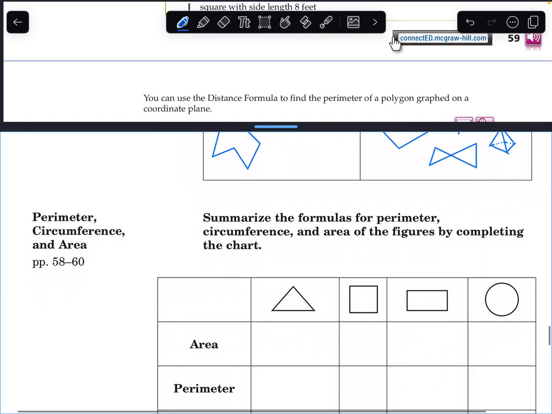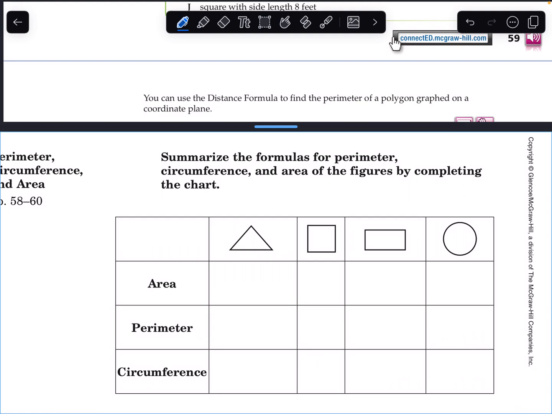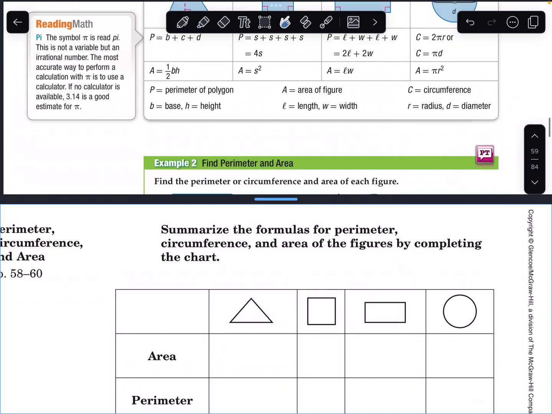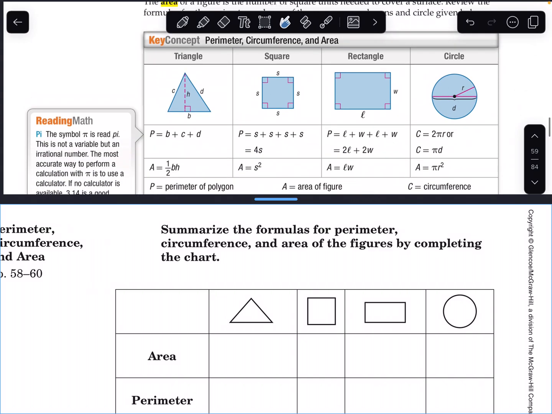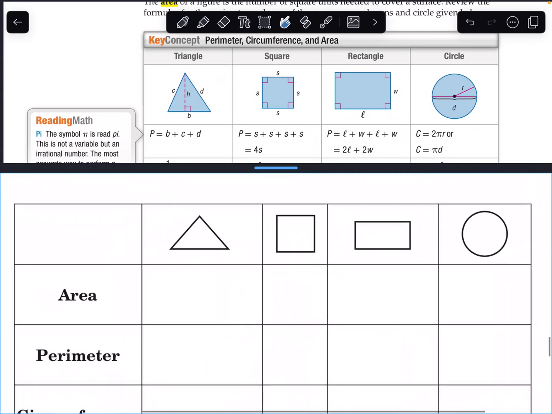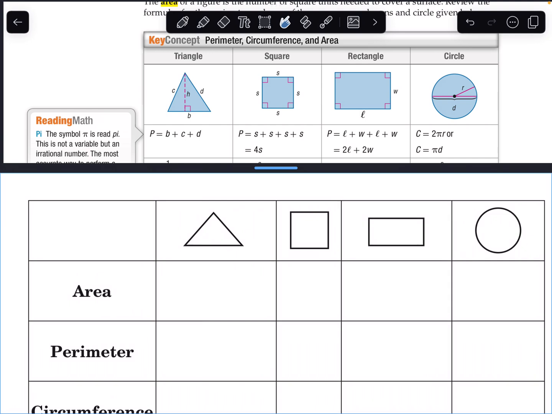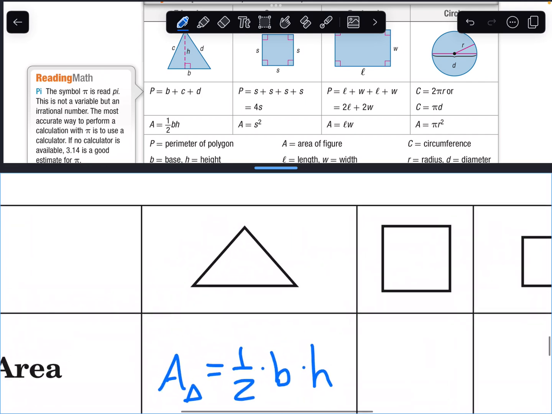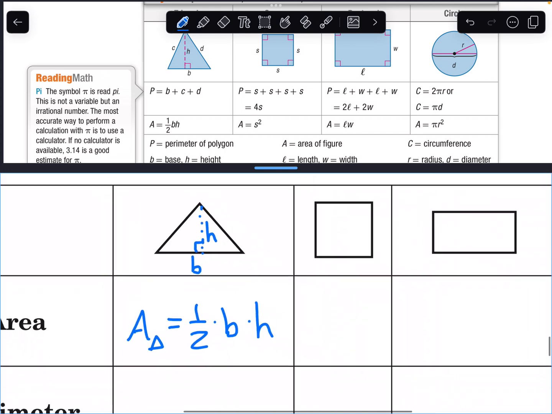What else? Perimeter, circumference, and area. Summarize the formulas for perimeter, circumference, and area of the figures by completing the chart. Okay, so we are pretty much going to be recreating this table from here. So let's take it line by line. The area of the triangle: area of triangle equals 1/2 base times height. Height is not on the side. If this is the base, then its height here is perpendicular.